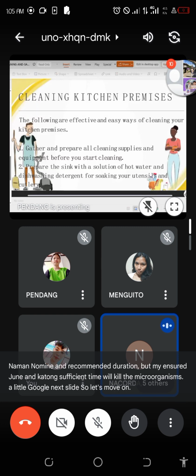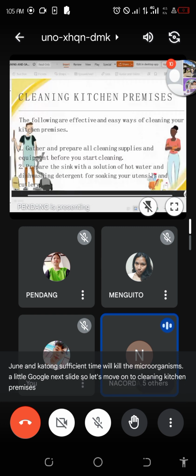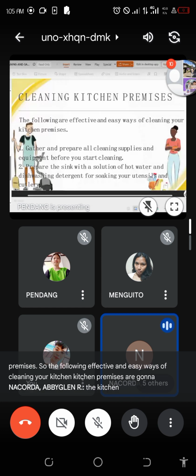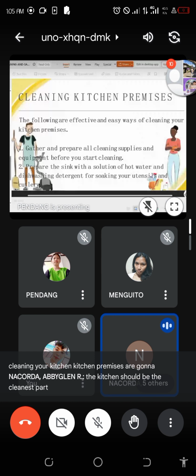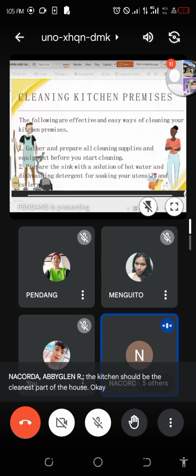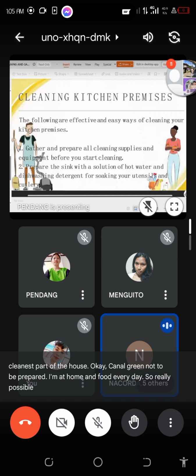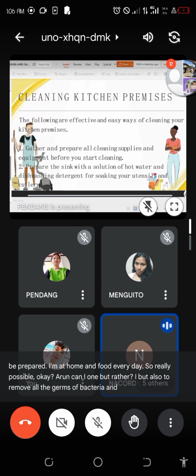So, let's move on to cleaning kitchen premises. So, the following are effective and easy ways of cleaning your kitchen premises. The kitchen should be the cleanest part of the house kay diri nato i-prepare ang atong food every day. So dili pasabot nga atong gilimpyohan ang atong kusina aron lang katahum tan-awon, but also to remove all the germs and bacteria nga naa sa kitchen during food preparation.